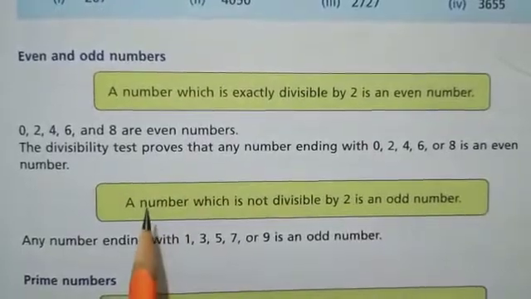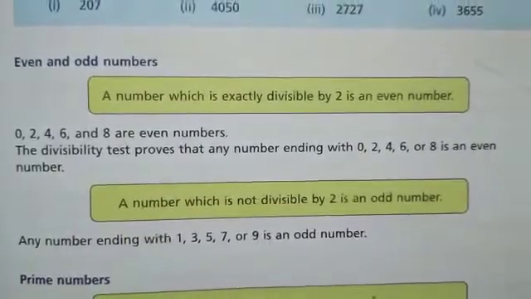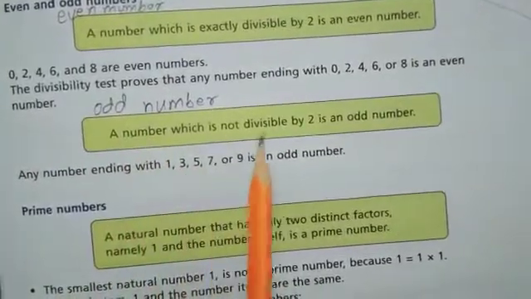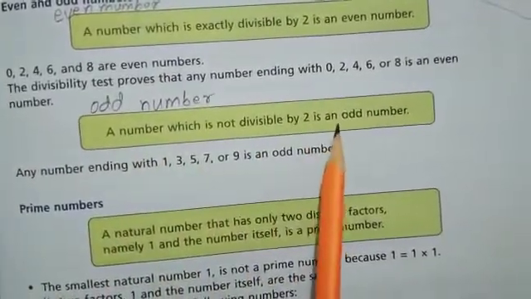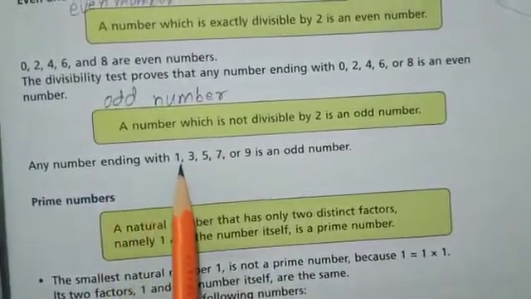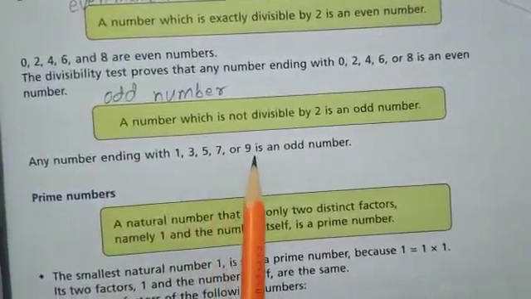And this is the definition of an odd number. A number which is not divisible by 2 is an odd number. Any number ending with 1, 3, 5, 7 or 9 is an odd number.